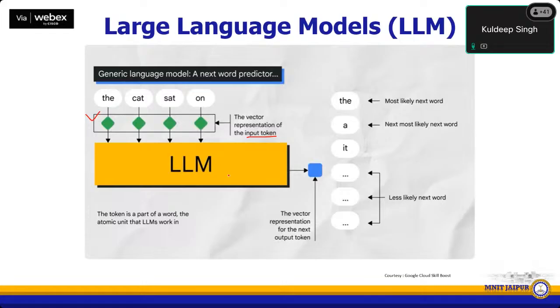They are being passed through this LLM, and then the LLM gives you the vector representation of the next output token, or you can say the next word. Whichever word has the highest probability will be the most likely next word, and so that will be chosen as the next word in this sentence.